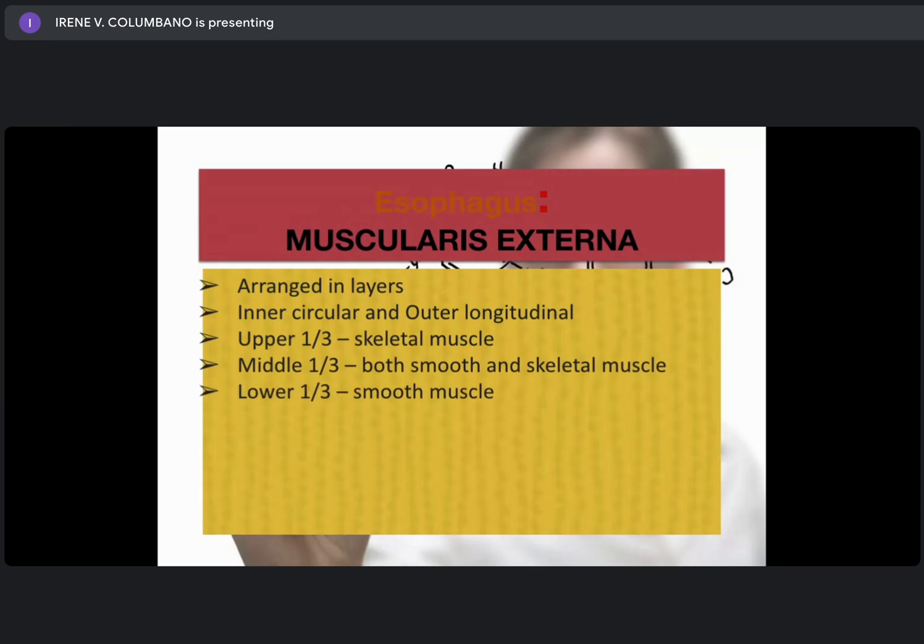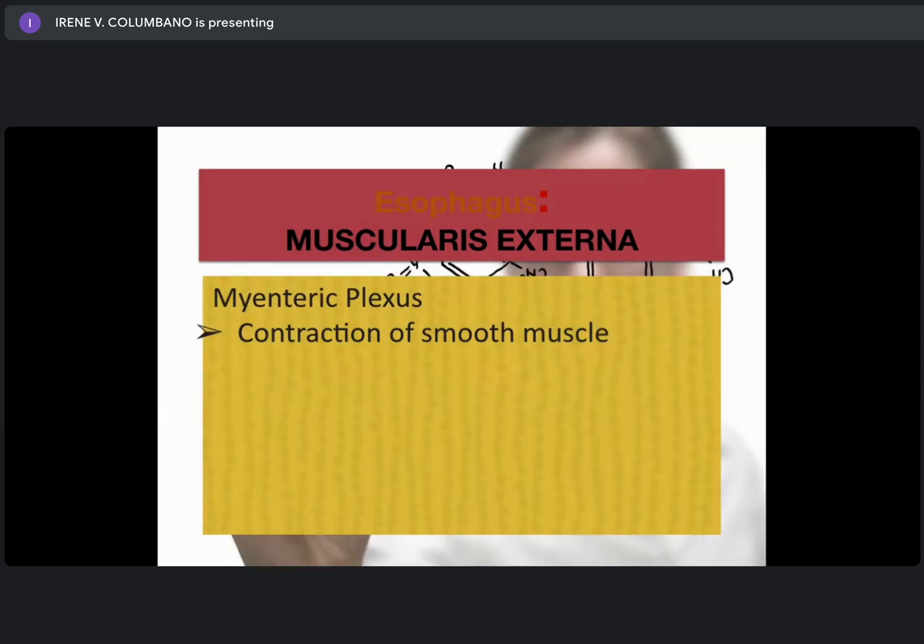Tandaan niyo po itong tatlong to ha. Ang upper third layer ng muscularis externa ng esophagus is made up of skeletal muscle. Yung middle one-third niya is mixture ng skeletal and smooth muscle. And as it goes down, yung lower one-third, it becomes smooth muscle. So tandaan niyo po yan ha. Skeletal muscle sa upper one-third, lower one-third smooth muscle, middle one-third both smooth and skeletal muscle.